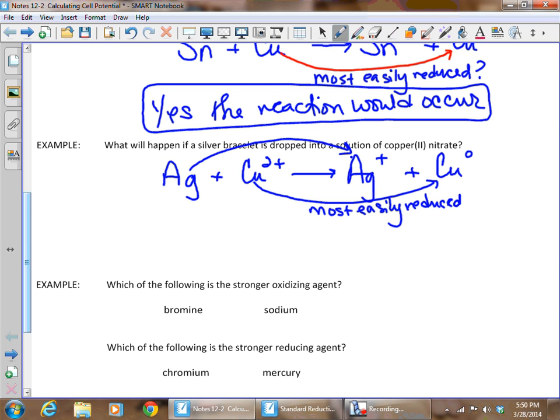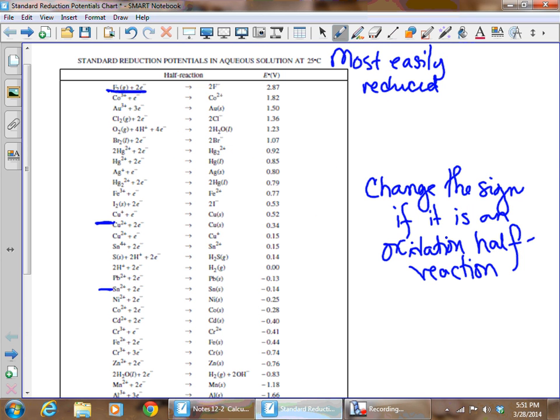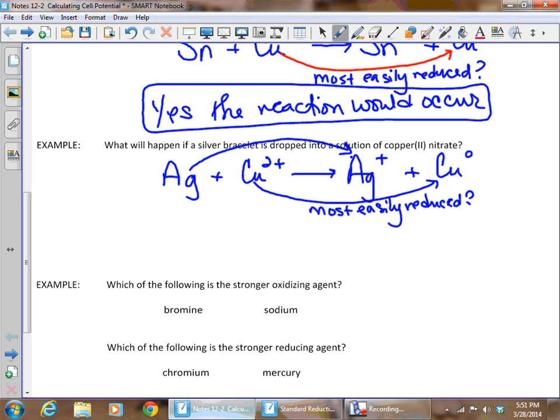Is it the most easily reduced? So we look back at our chart. We've already found copper right here. We look for silver, and we see that silver is above it on the reduction potential chart. What does that mean? That means that silver is more easily reduced. So if silver is more easily reduced and would be the one reduced in this reaction if anything happened, that's not going to happen. The reaction will not occur.